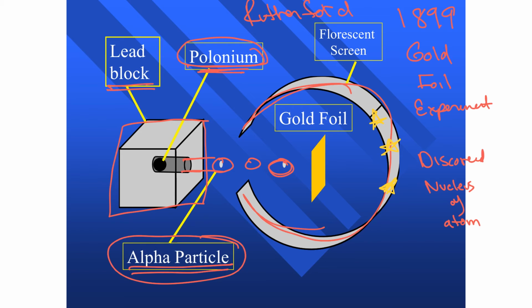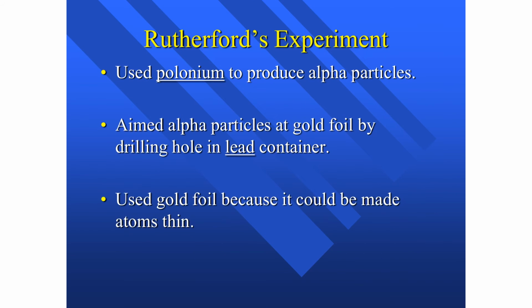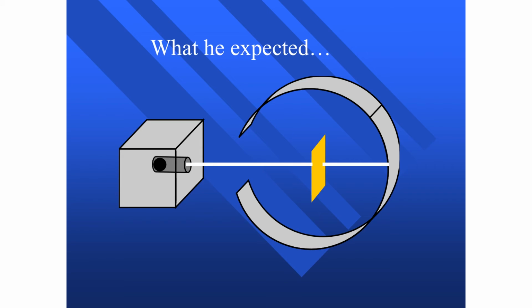And then what he did was he took some gold. And he took a sheet of gold and hammered it very, very thin. So it was just one layer of gold atoms thick. Okay, so he had these gold atoms that he hammered into a very thin film. And so because of this, he learned something about the atom that we didn't know before. This is what he expected. Okay, so this is Rutherford again. We're talking about Rutherford, and this is what he expected.